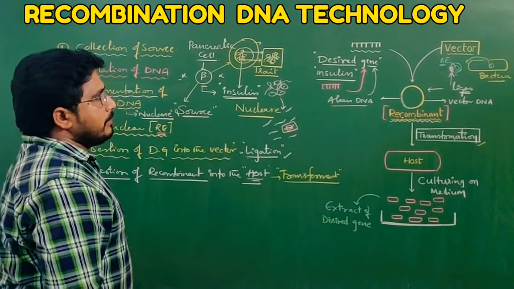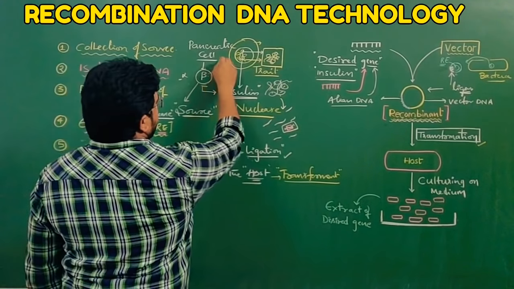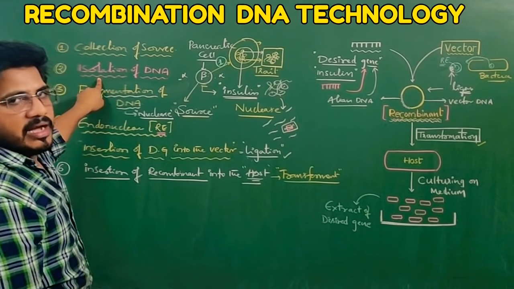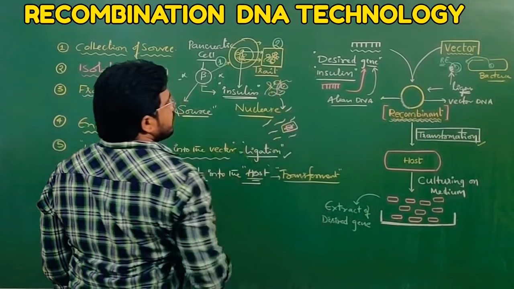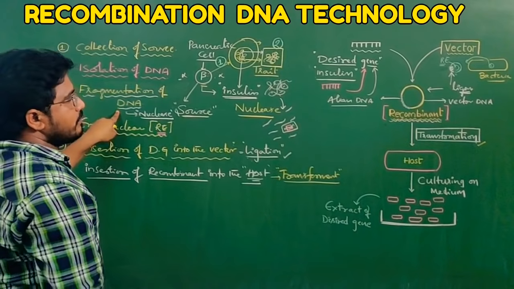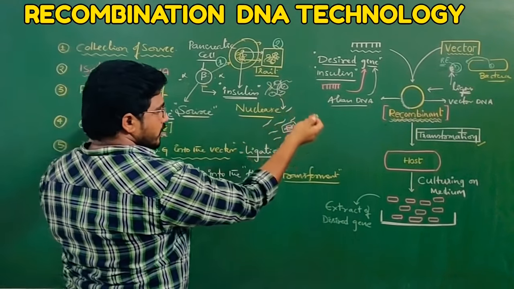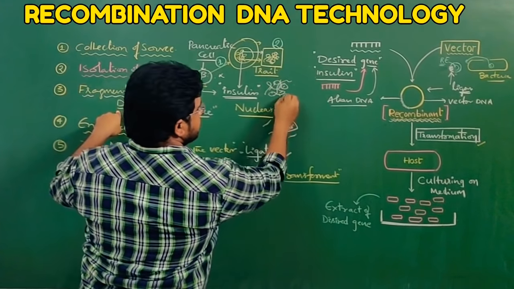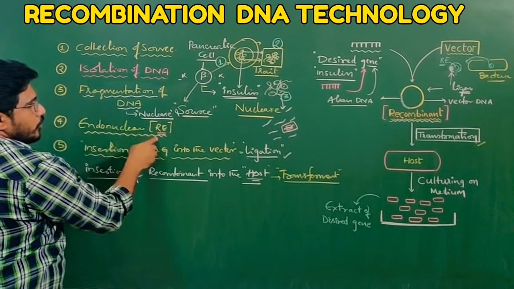Till now, how many steps have been completed? The first one is collection of sources. This is step 1. After collecting the source, what happened? Isolation of DNA. From the collected source, we have separated the DNA. Once DNA is separated, what happened? Fragmentation took place. By using endonucleases, nucleases or DNases, we have separated the long chromatin net into pieces. So this is step 3, called fragmentation. What is step 4? Endonucleases.